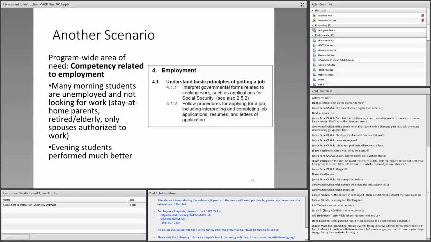Another scenario to propose to teachers would be looking at a competency related to employment. Maybe you've seen that in the results, talking with students and talking with the teachers. That's an area that many students are dealing with. In the evening, they're doing very well, but in the morning, not so well because they're more stay-at-home parents, or maybe they're retired, elderly, or they don't work, their spouse works. So that's a scenario to talk about.